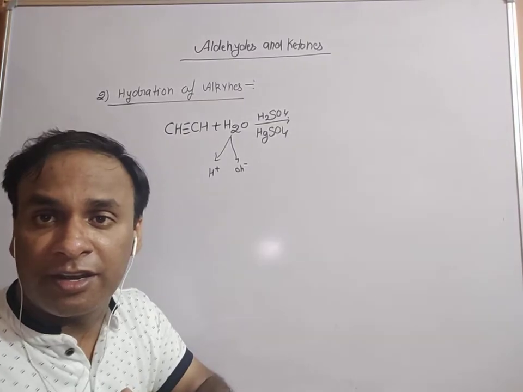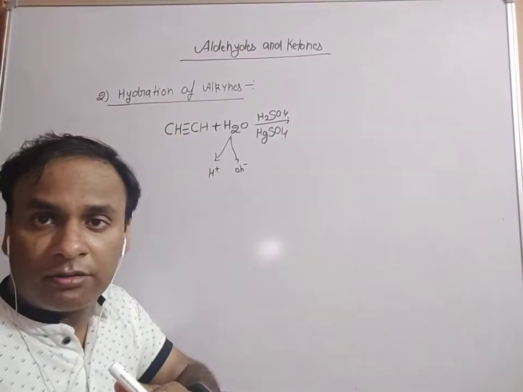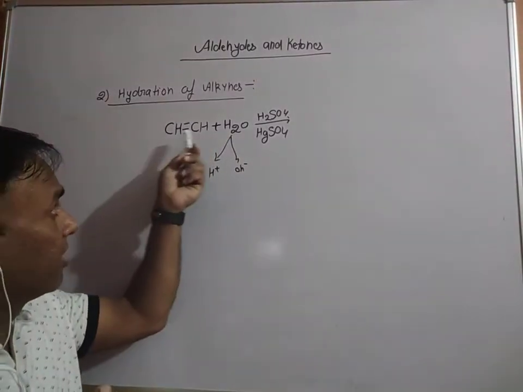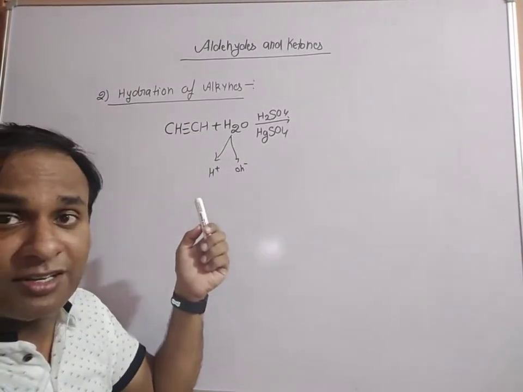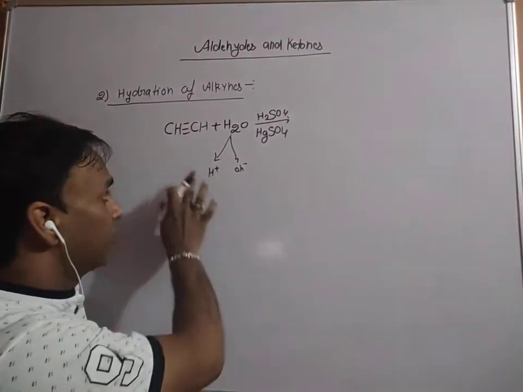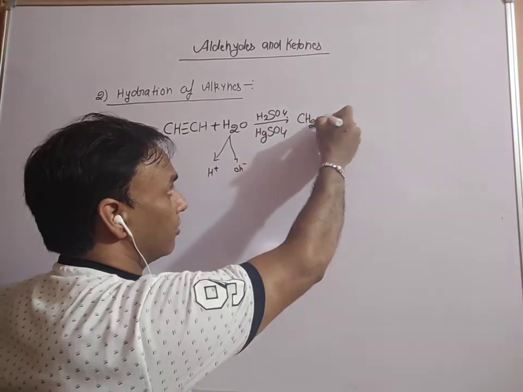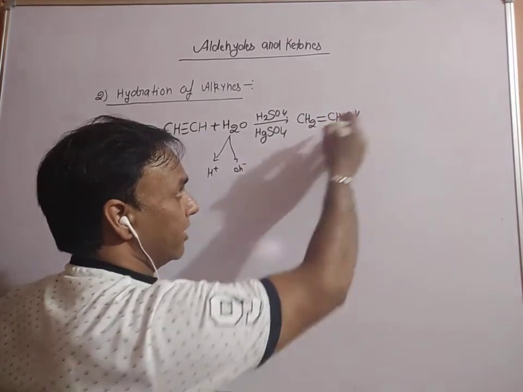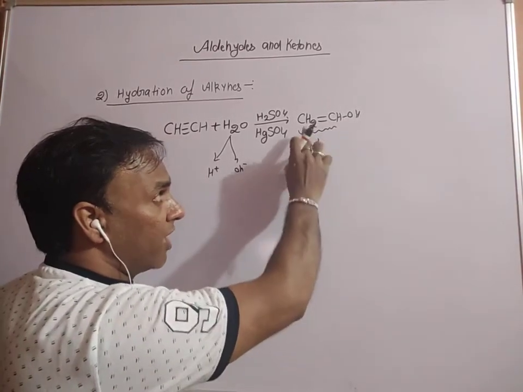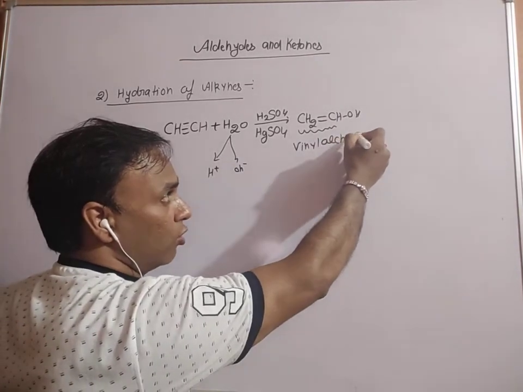This is called a symmetrical alkyne. What do you mean by a symmetrical alkyne? When the number of carbon atoms across the triple bond is the same, that is called a symmetrical alkyne. Clear? Means one side hydrogen and one side OH are added, then it forms CH2 double bond CHOH. This group is called the vinyl group, and the vinyl group is directly attached with OH, that is called vinyl alcohol.